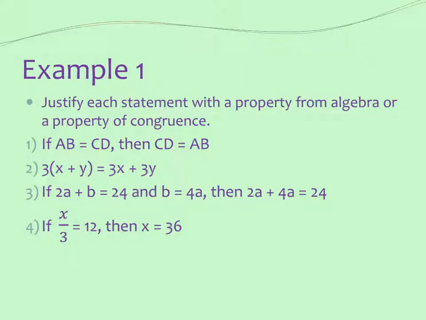Let's try justifying each statement with a property from algebra or a property of congruence or a property of equality, either way. So, what is number 1? Which property are we doing there? Or is that demonstrating? Notice the overlap, or there's no overlap. It's actually like the mirrored image. So if I draw a line through here, this is the symmetric property. Again, don't get confused with transitive. Remember, transitive needs 3 pieces.